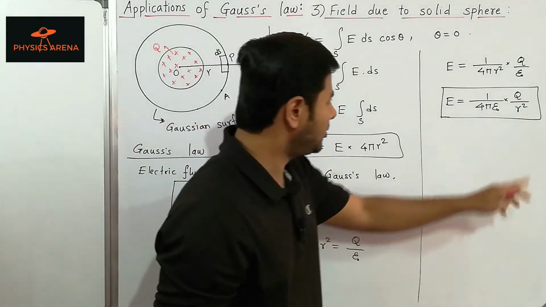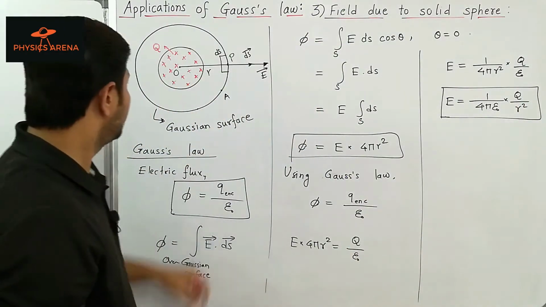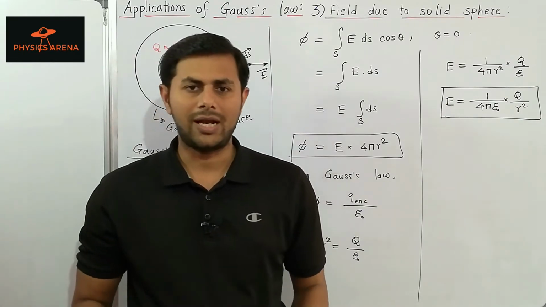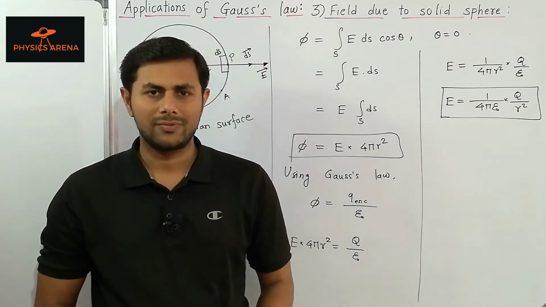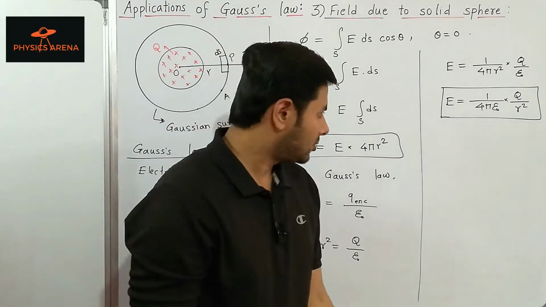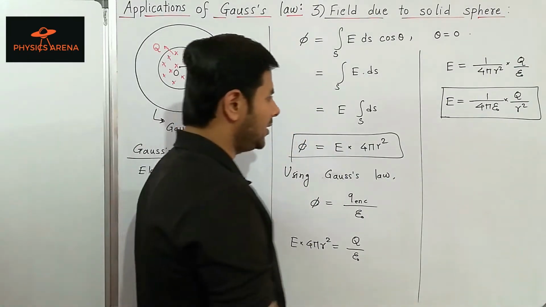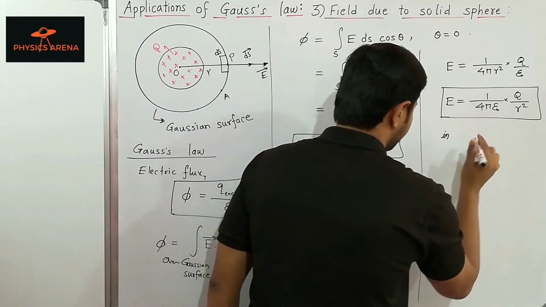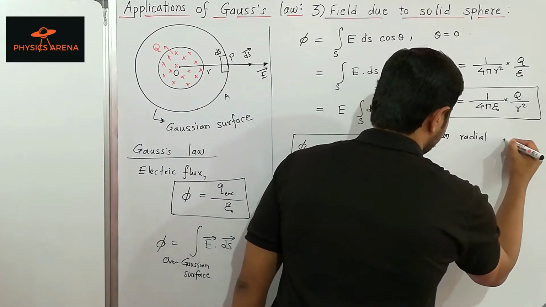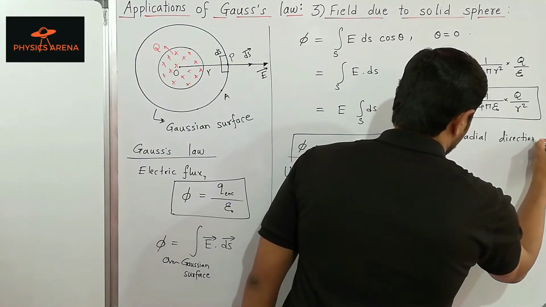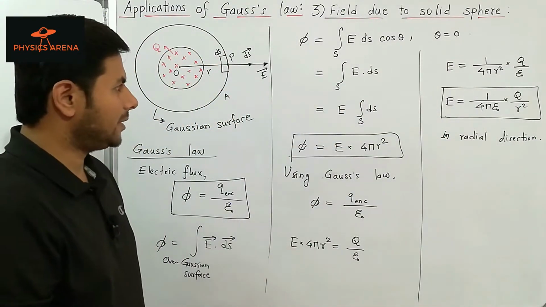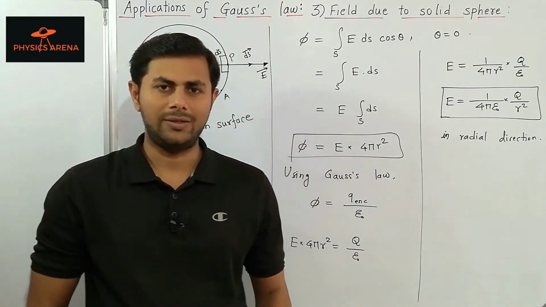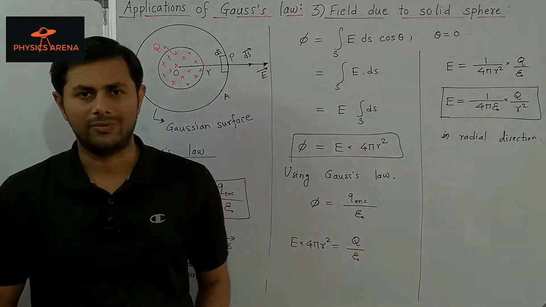And how much is the magnitude of that positive charge? The magnitude of that positive charge is just equal to the total charge on the solid sphere. And what about the direction? The direction of electric field is radial. So this is electric field at a point outside of sphere. Now let's try to find the electric field inside the sphere.